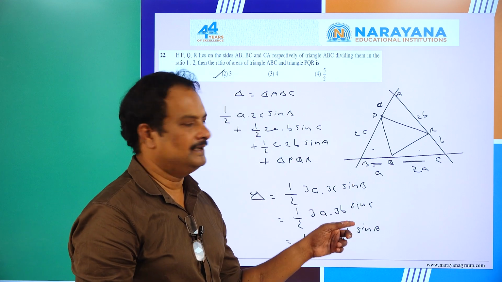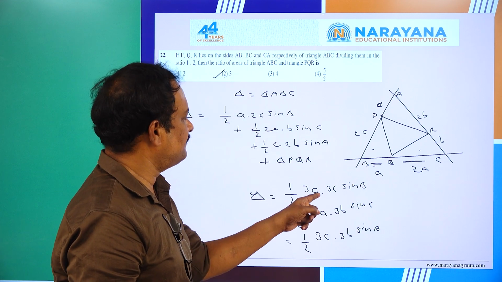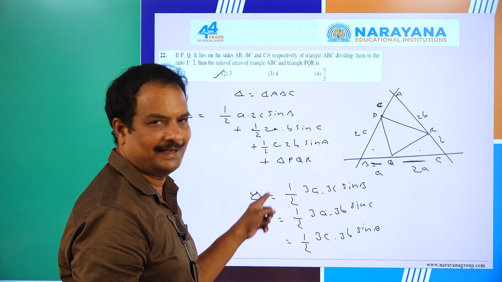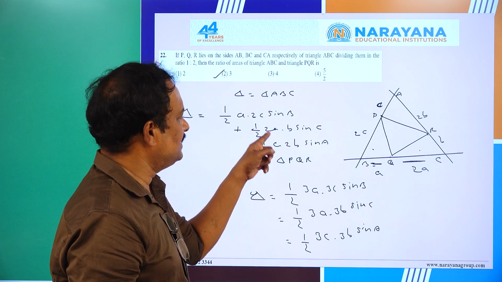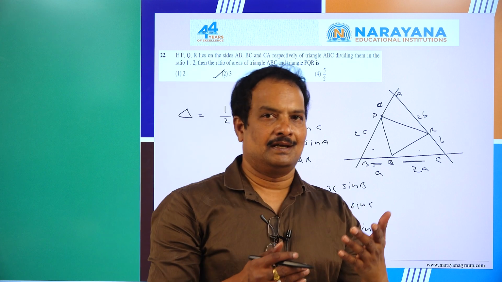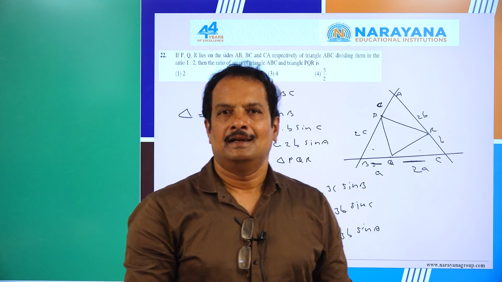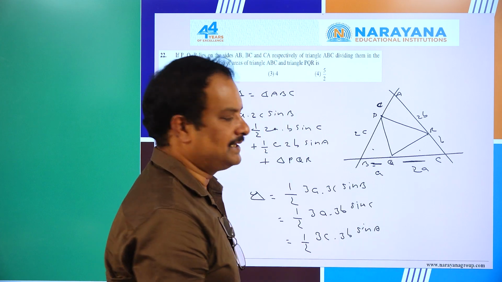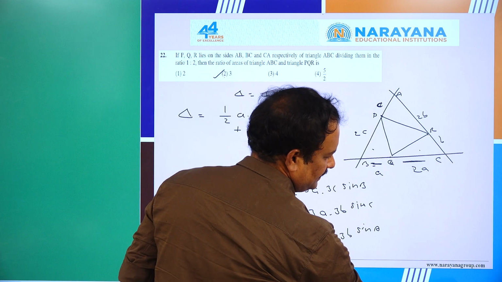That's all. See that here AC sin B from this one can be taken as 2 delta by 9. That value you substitute here. Similarly the other two. Then we are going to get the PQR area in terms of delta, and the ABC area we have taken as delta. That's all. Okay. Now let's go for the next question.